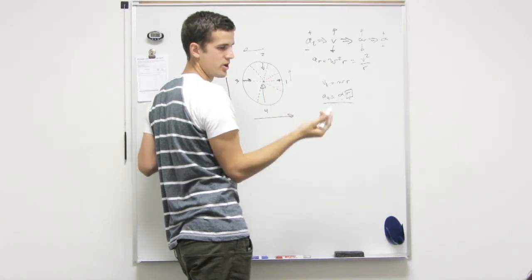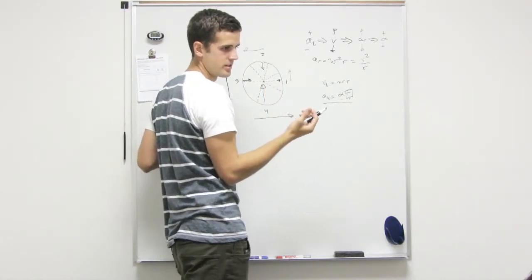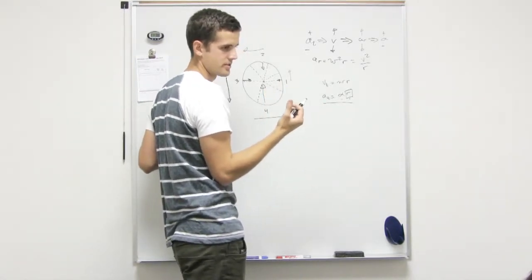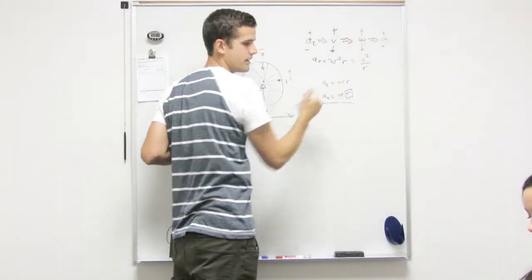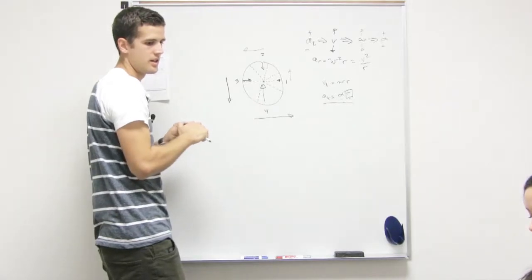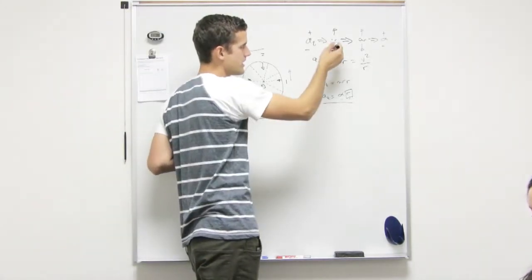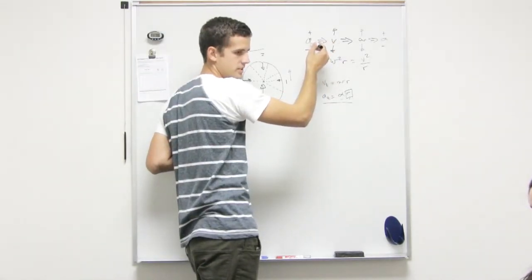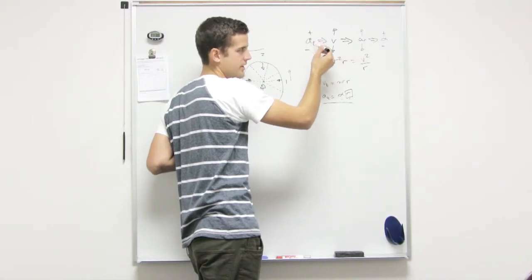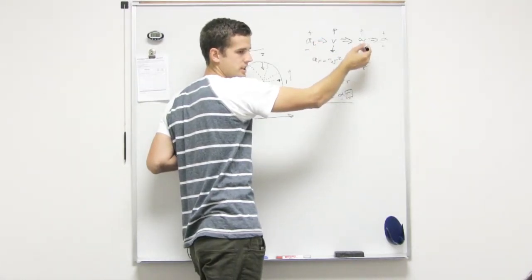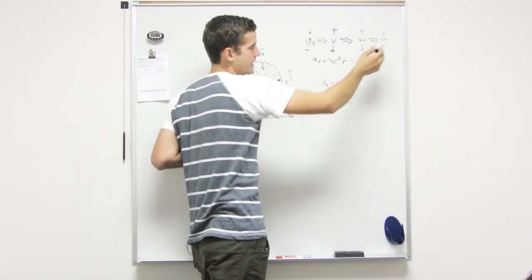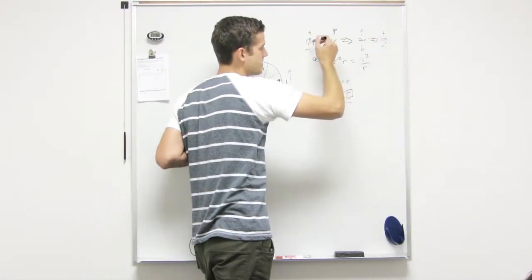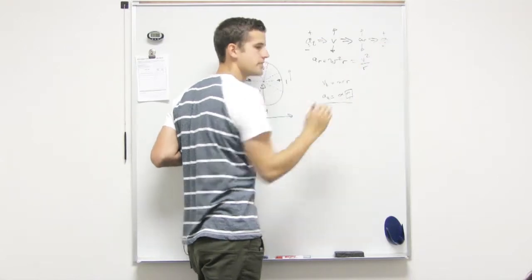So if velocity stays the same, then you don't have a change in velocity. Okay, so there's no tangential acceleration. If velocity is staying the same, that means the tangential acceleration is 0. And if your tangential acceleration is 0, that means your alpha is 0.